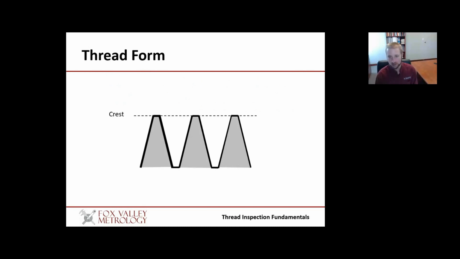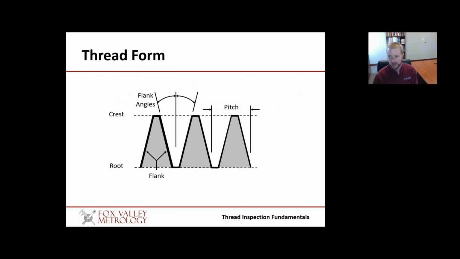The first attribute that we'll look at here is the crest. This is the height to which an external thread is raised, or the depth at which an internal thread is indented. The root is the deepest part of the thread groove. The flanks are the sides of the thread form connecting the crest to the root. The flank angle is, of course, then the angle between the flank and a line perpendicular to the axis of the thread.